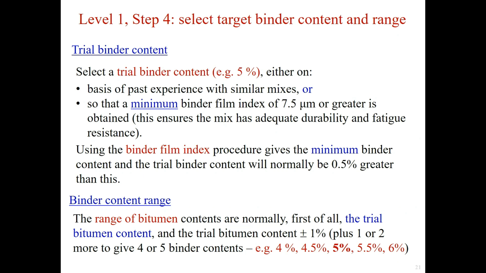Normally, the binder film index gives the minimum binder content, and the trial binder content will normally be 0.5% higher than this. By using the trial bitumen content and the trial plus and minus 0.5% and 1%, we're able to get a range of bitumen contents.